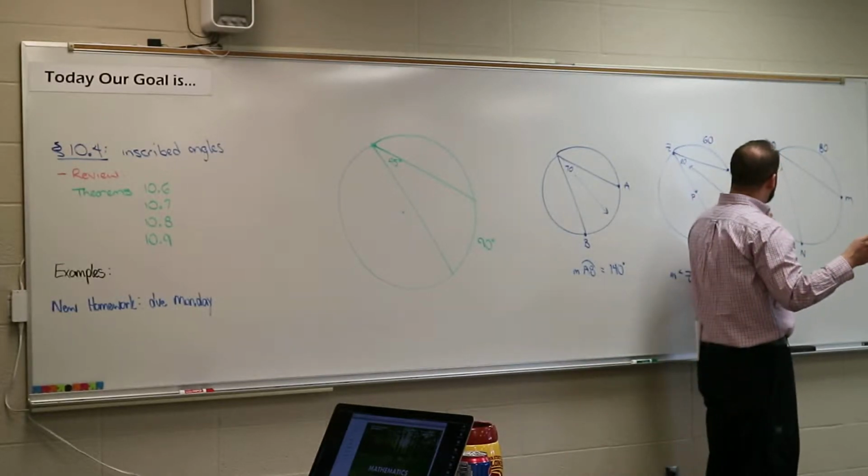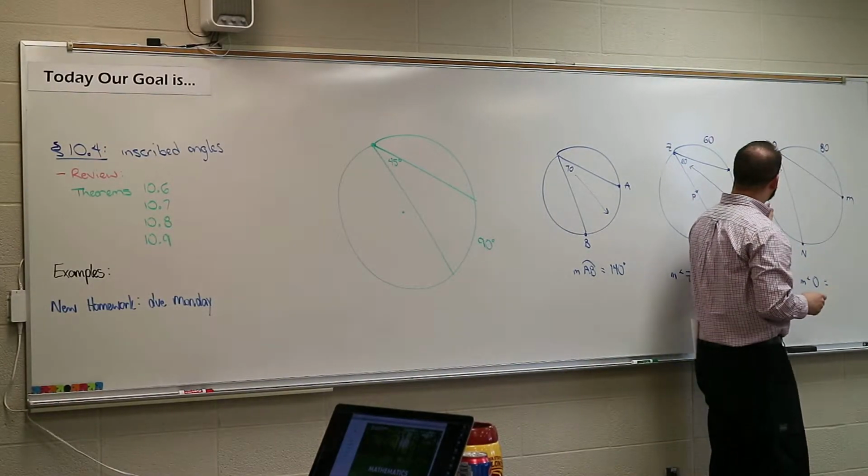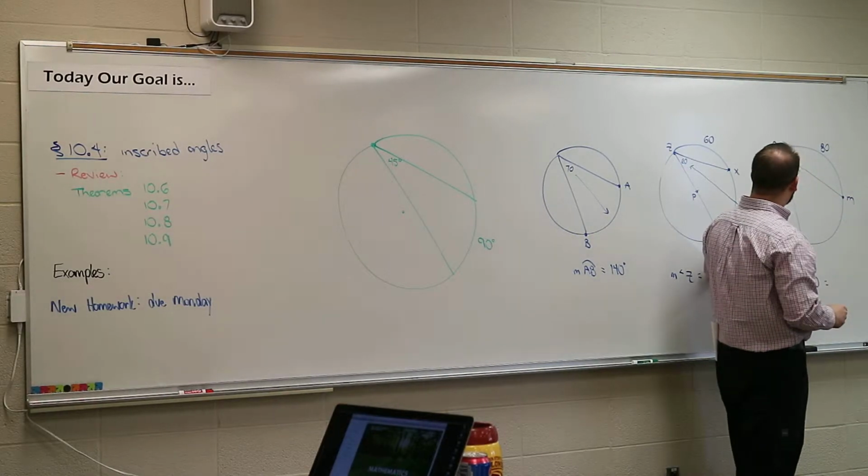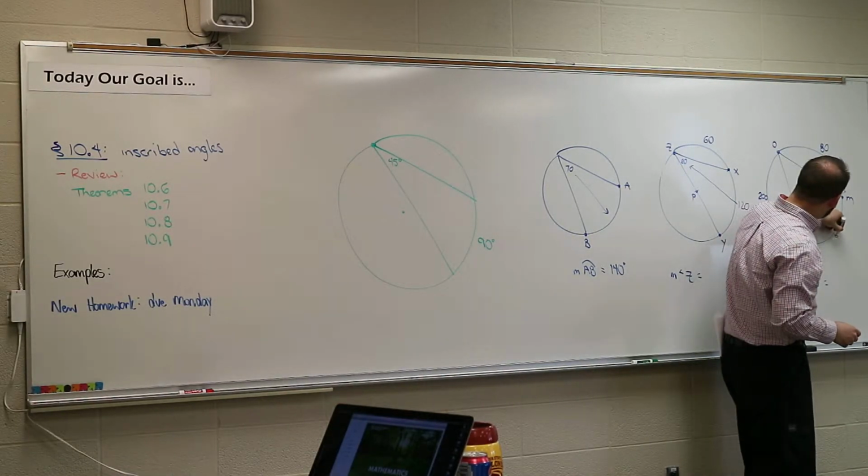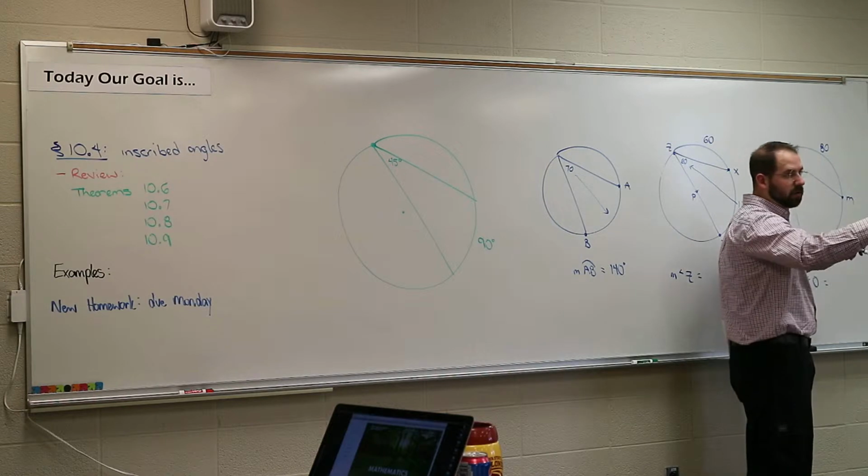I believe you should be correct. It should be 80 because, or 40, I mean 40. But here's the idea. This arc would be 80. Now, why does that arc have to be 80? That's what I was making.